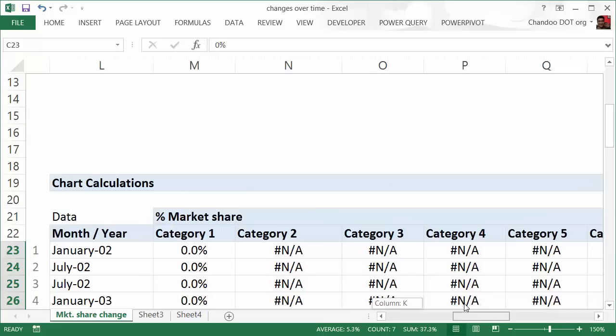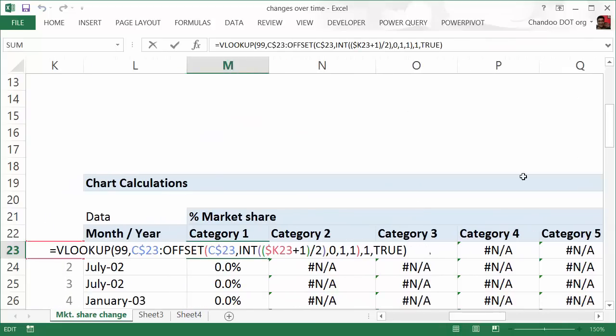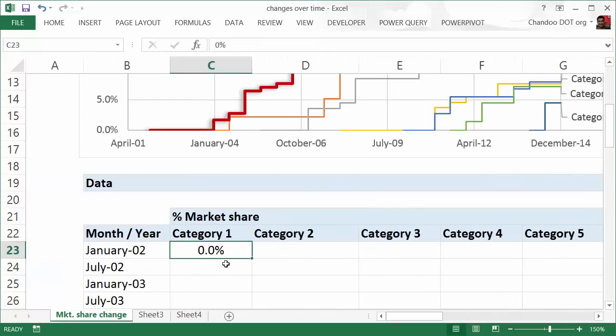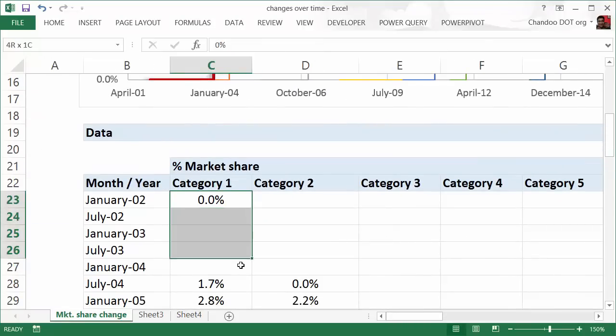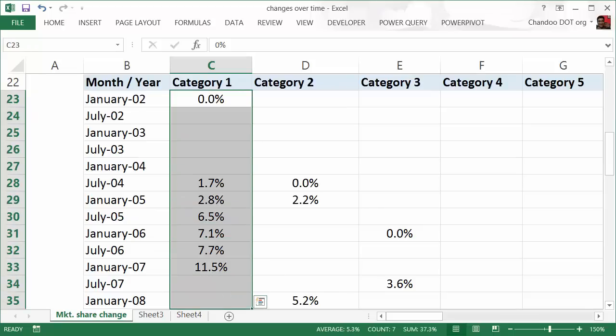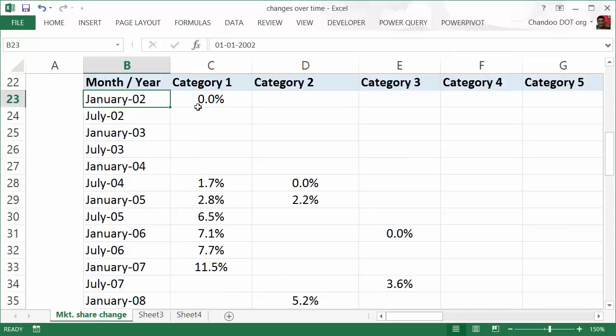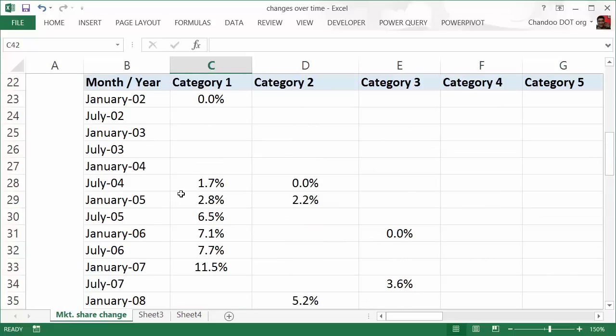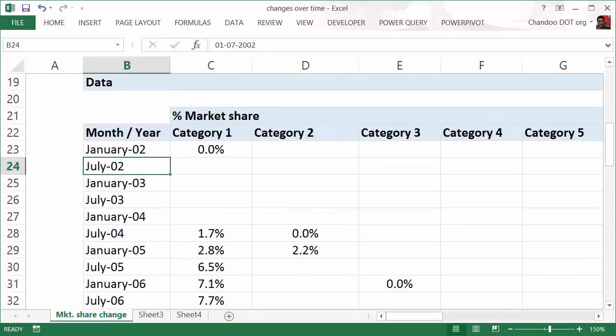So what I'm doing here is writing a VLOOKUP of 99, but the range is dynamic. That is, the range should vary. If I'm looking for January 2002, I just need to look here. If I'm looking for January 2004, I need to look from here to here. If I'm looking for January 2008, I need to look from that point to this point. So the starting point is always here, C23 for category 1, but the ending point could be 35 or 38 or 40. We can't keep a relative reference there because for each month we have 2 corresponding rows in our calculation table.